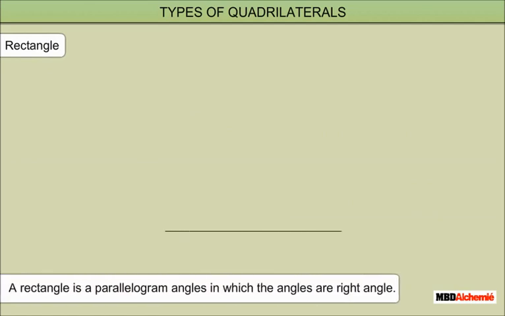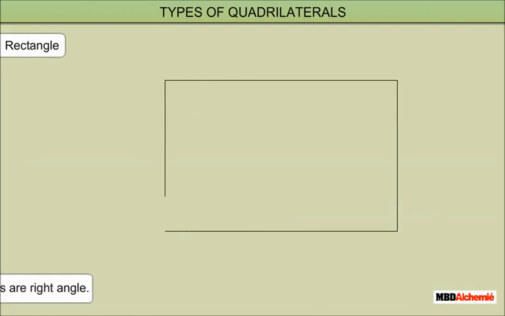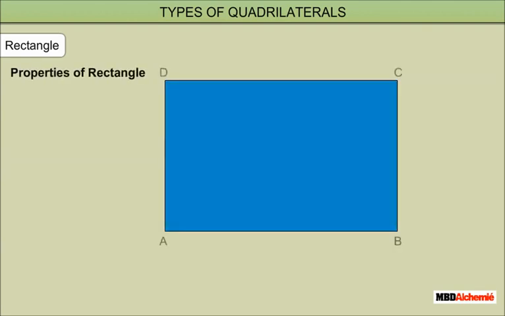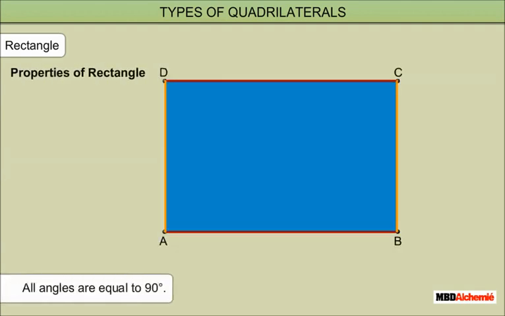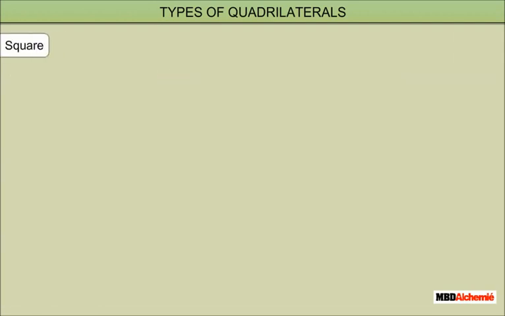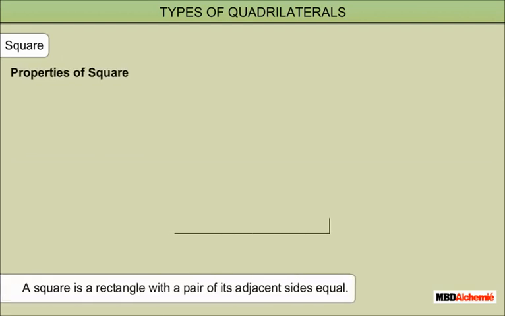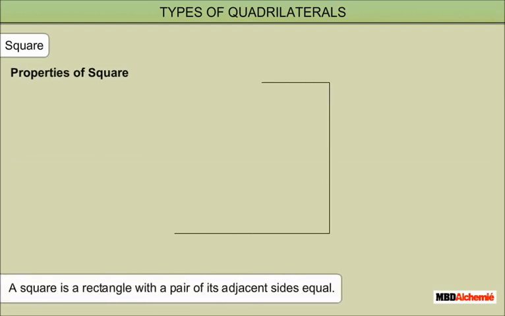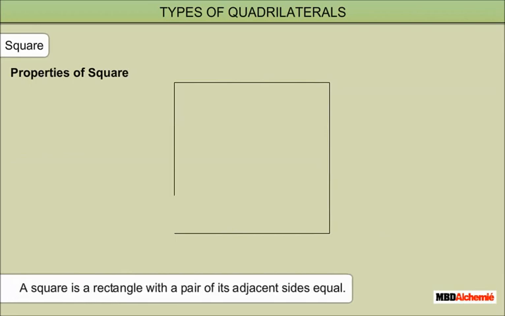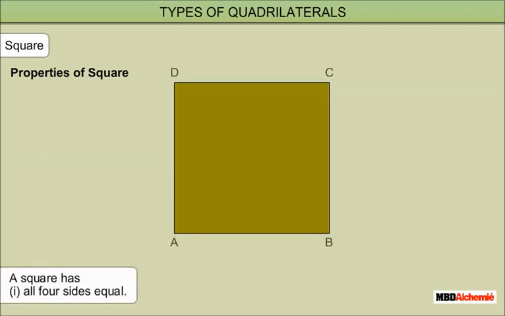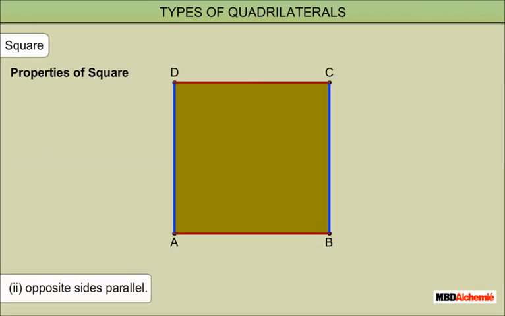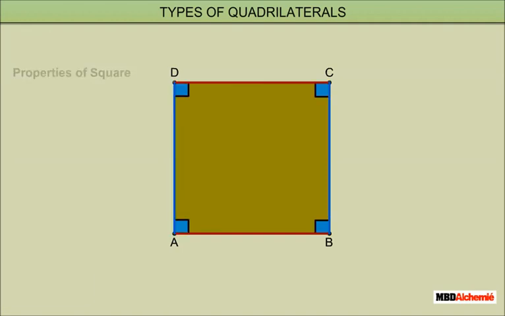Rectangle. A rectangle is a parallelogram in which the angles are right angles. Properties of a rectangle. Opposite sides are equal. All angles are equal to 90 degrees. Diagonals bisect each other. Square. Properties of a square. A square is a rectangle with a pair of its adjacent sides equal. A square has all four sides equal, opposite sides parallel, all angles equal to 90 degrees.